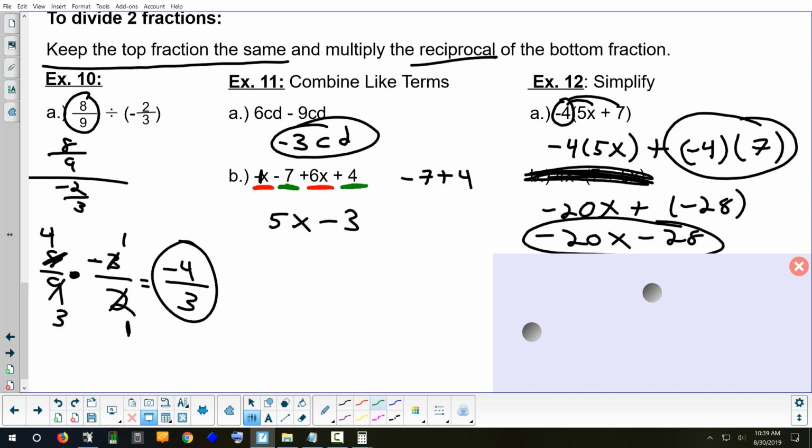Okay? So that's it for the guided notes. Where's the plus sign now? Whenever you add a negative, it's the same as subtraction.